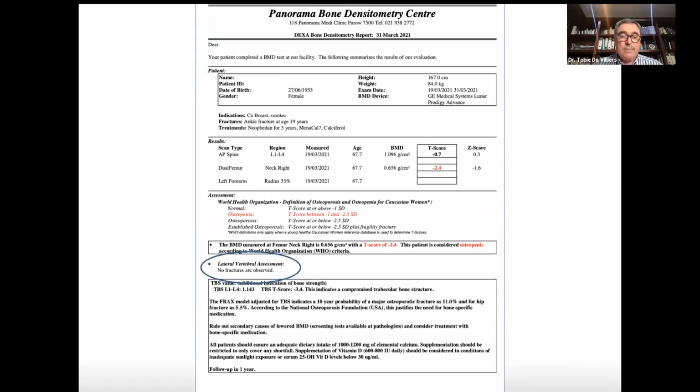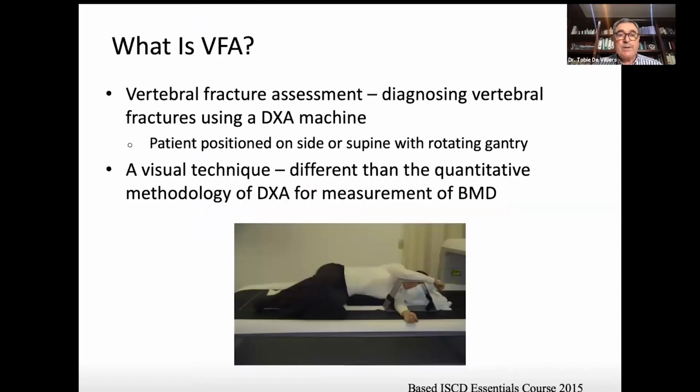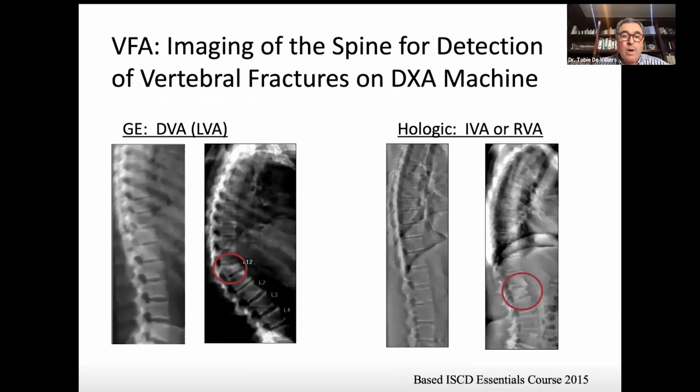So what is the next one then? Lateral vertebral assessment, which is also called a vertebral fracture assessment. And that is a function of the modern DEXA machine that can have a look at the vertebrae with the patient either on the side or in the supine position with a rotating gantry. So what we find here is a visual diagnosis of this is what it would look like normally, and that is a very severe fracture that we find at T12, in this case here. So you should be able to see it with the naked eye before you make the diagnosis.